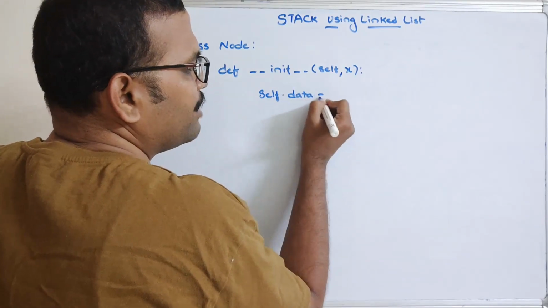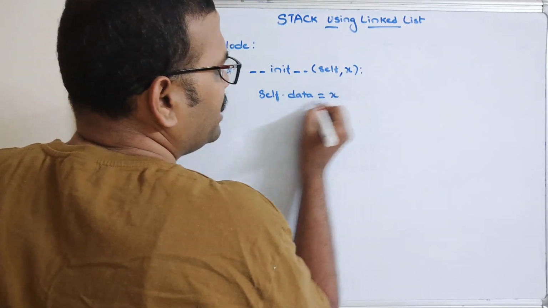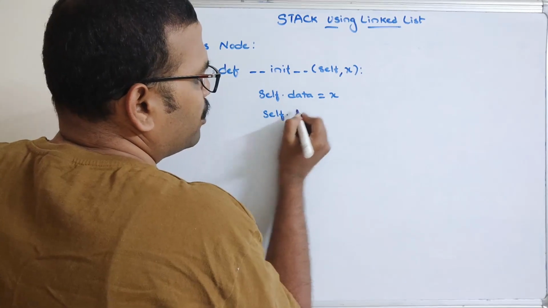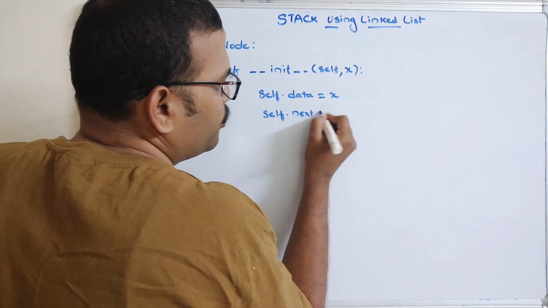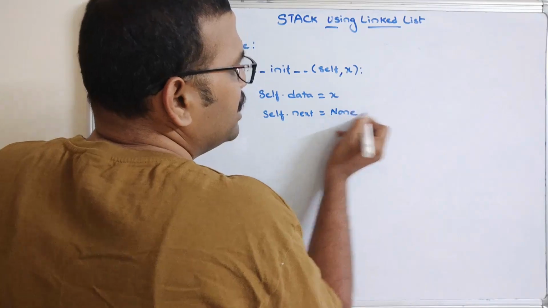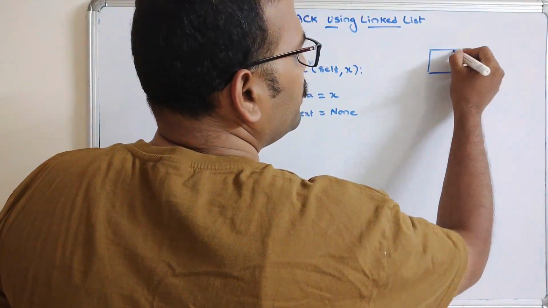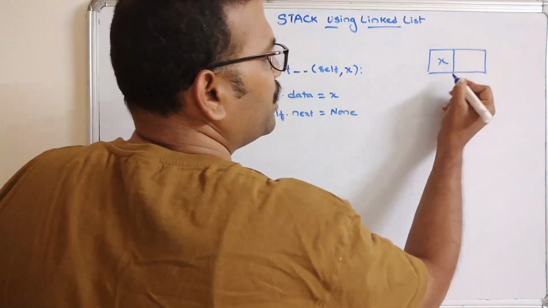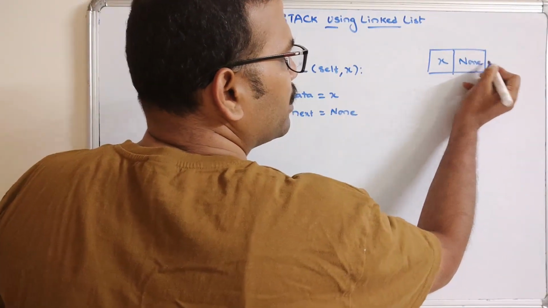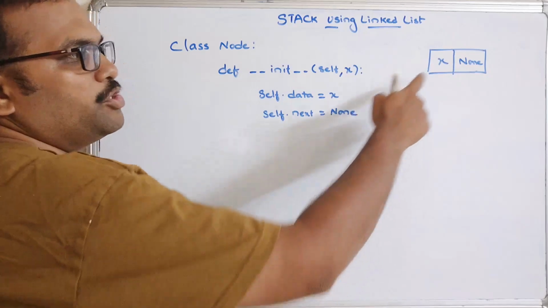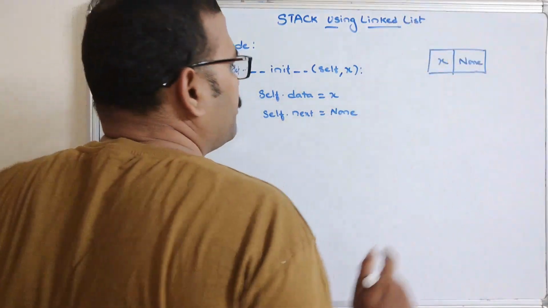Two terms will be there: self.data, which is nothing but x, and self.next is equal to None. That means whenever a node is created, automatically two fields will be there. So x will be stored here and None will be stored here, right?